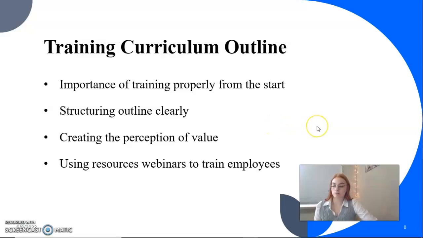Overall, with creating training curriculum outlines, it's important to be descriptive with the training that the person reading is going to receive, and make sure you're writing to the correct audience, and that you're creating that perception of value and painting the full picture as to what they're exactly going to learn and take from completing the training curriculum.